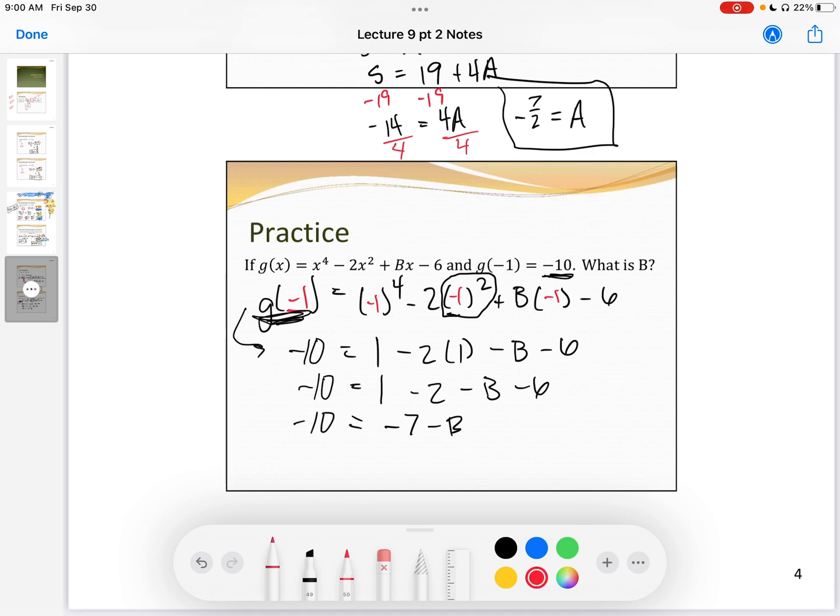Finish up solving this equation. Add 7 to both sides. So I get negative 3 equals negative b, and we are almost done. We just need to multiply by negative 1 to get rid of that negative on the b, and I end up with b equaling 3. Okay, and that is all we have. That is an additional question. That type of question, we'll practice it a little bit, and that question will be on your test as well.